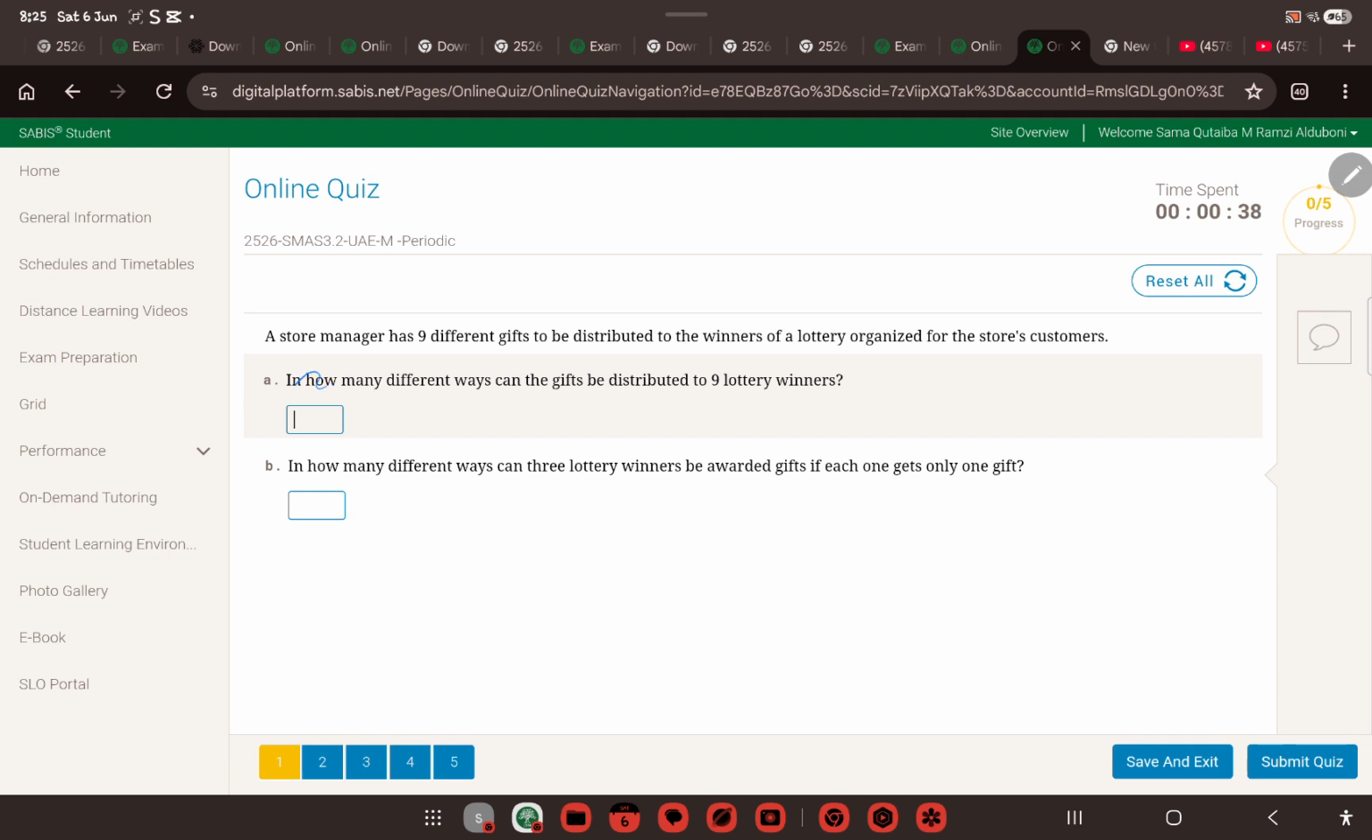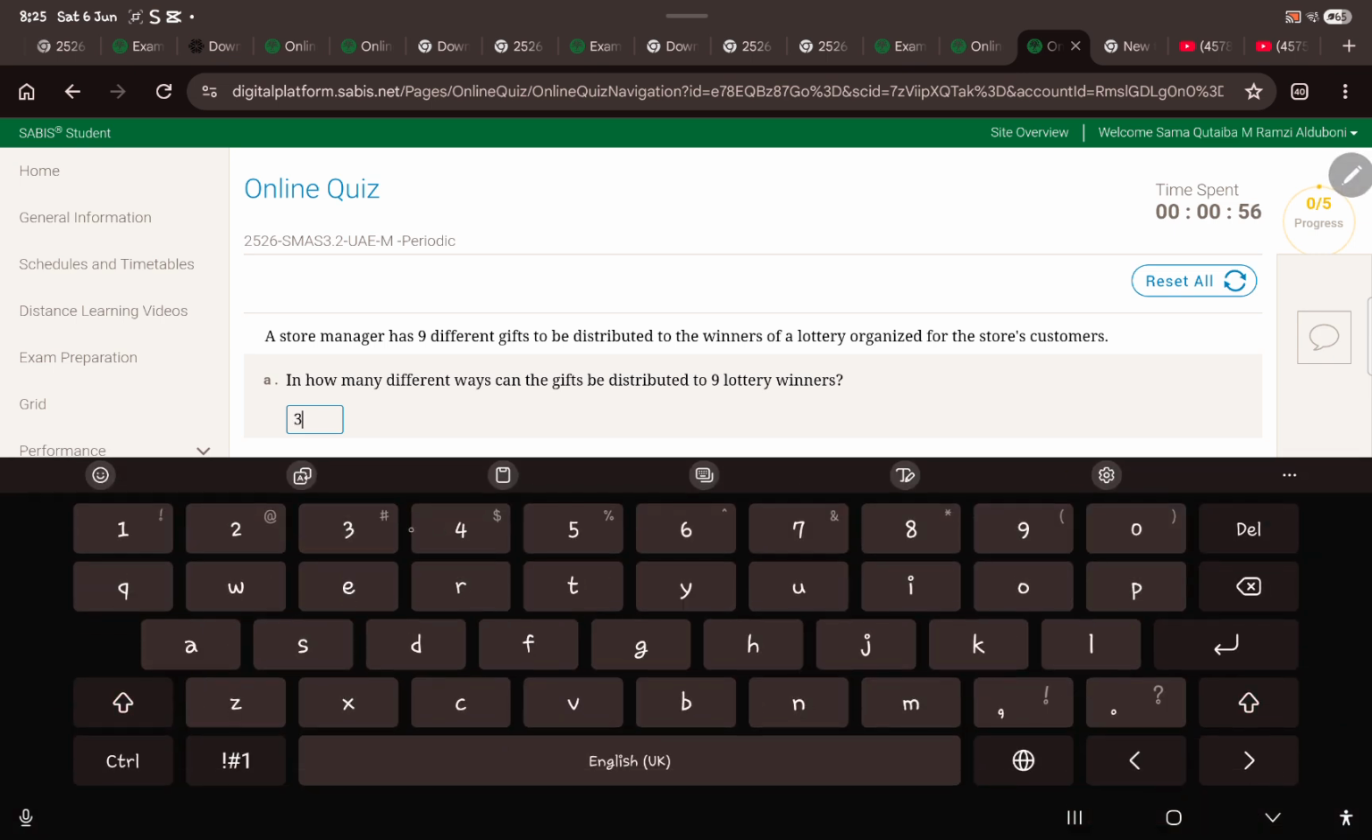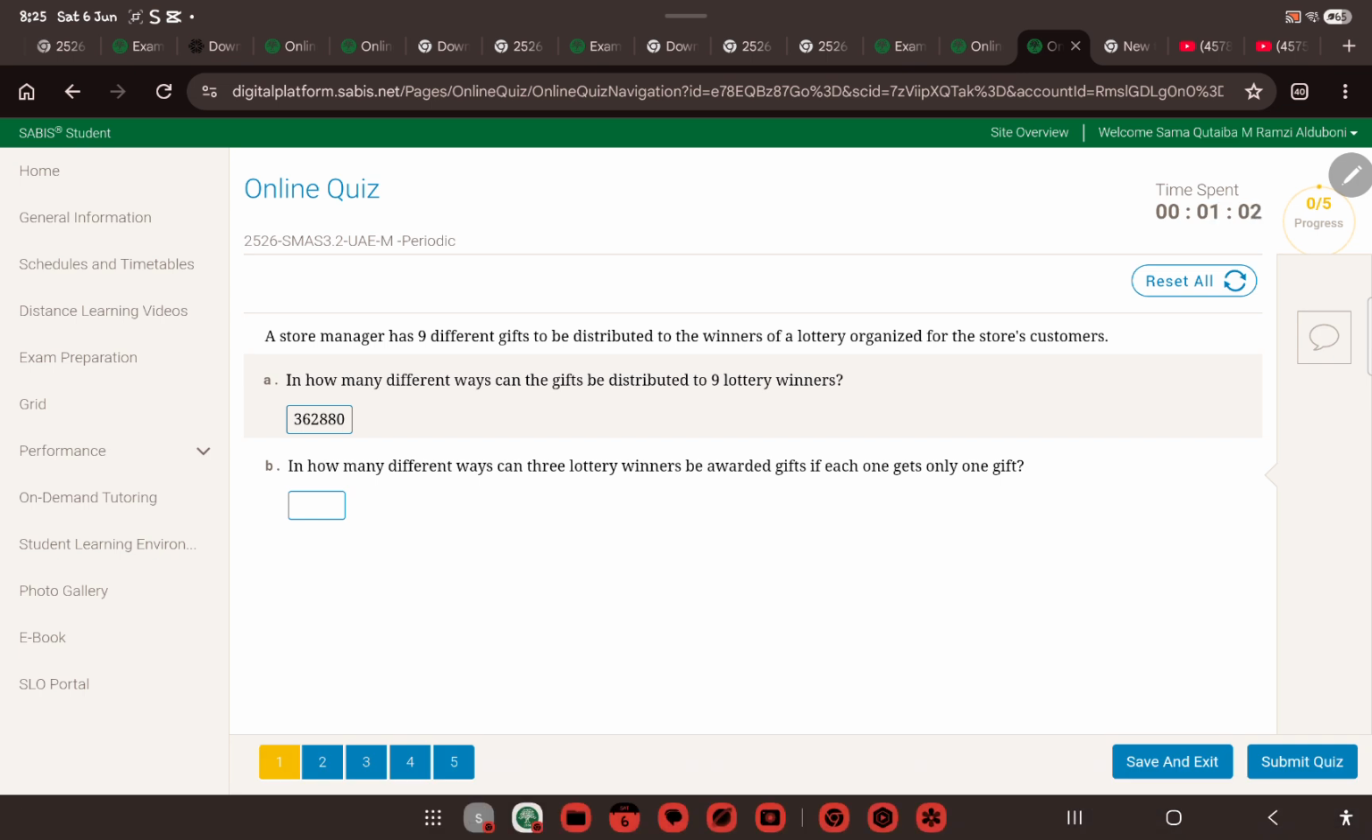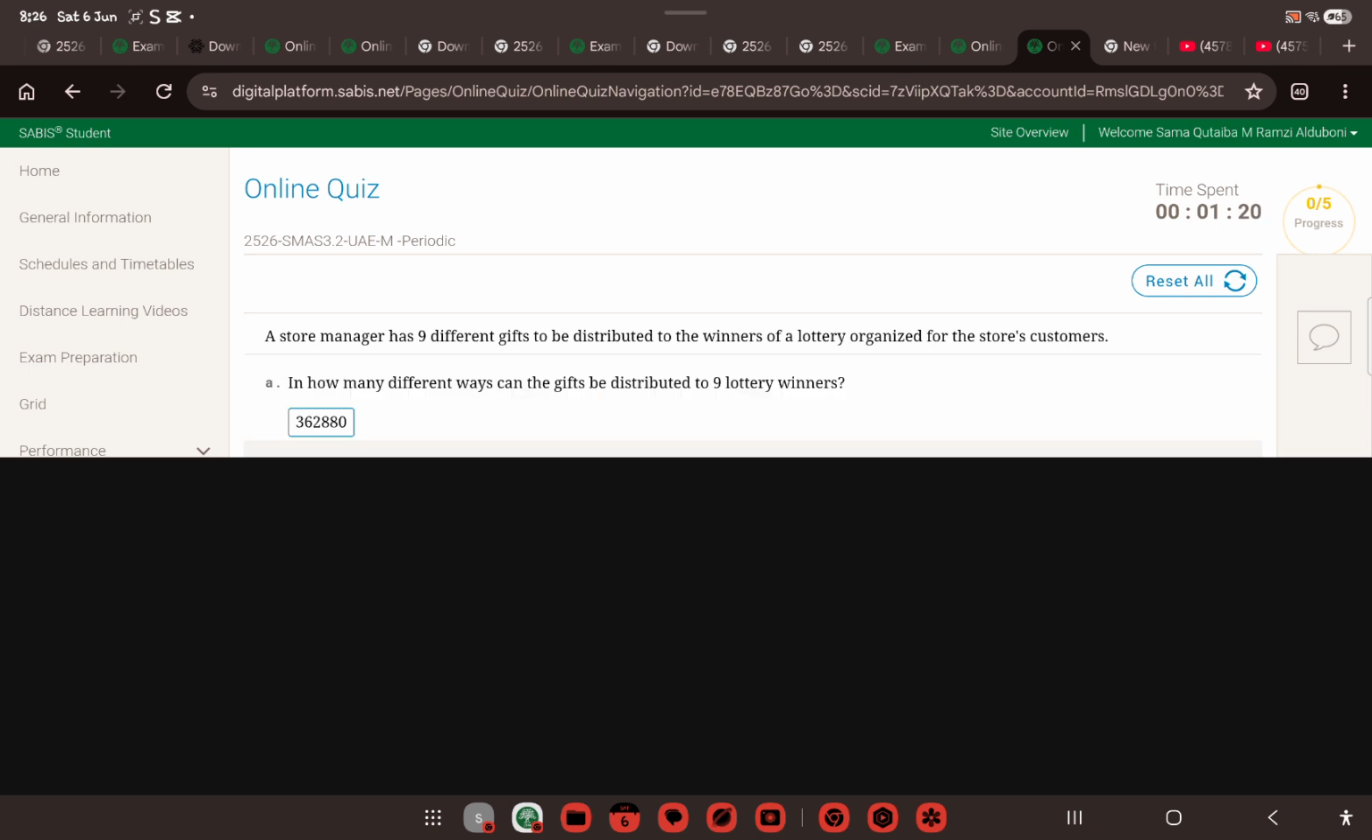In part A, in how many different ways can the gifts be distributed to 9 lottery winners? We do 9 permutation 9, which is equal to 9 factorial, which is 362,880. Now, in how many different ways can 3 lottery winners be awarded gifts if each one gets only one gift? So 9, which is the total, permutation 3, the 3 lottery winners. You do 9 permutation 3, we should get 504.